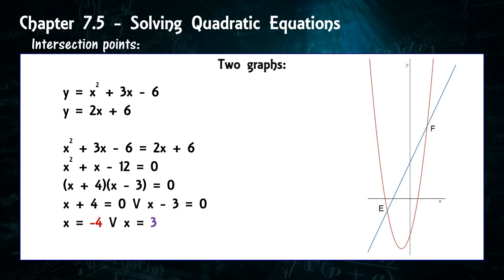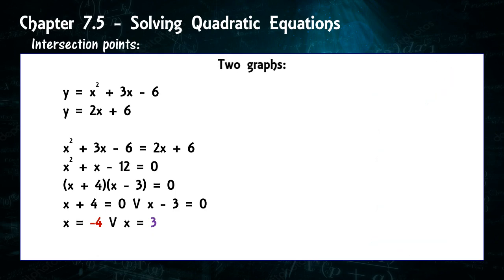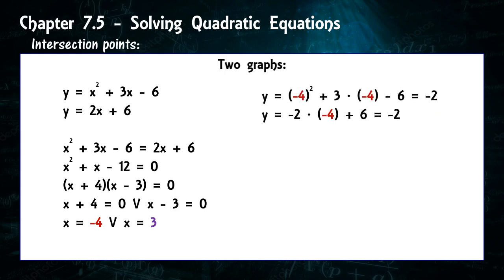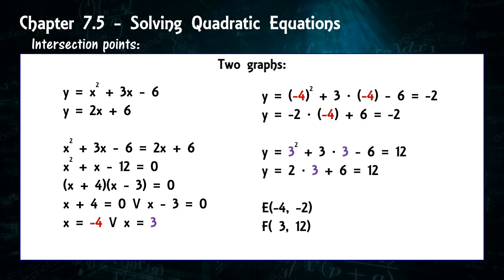Now that you know the x coordinates, you could have easily found the y coordinates by filling in the x's in the formulas. For x is minus 4, you should receive minus 2 as your answer. And for x is 3, you should receive 12 as the y. Meaning the coordinates of E are (-4, -2) and the coordinates of F are (3, 12).